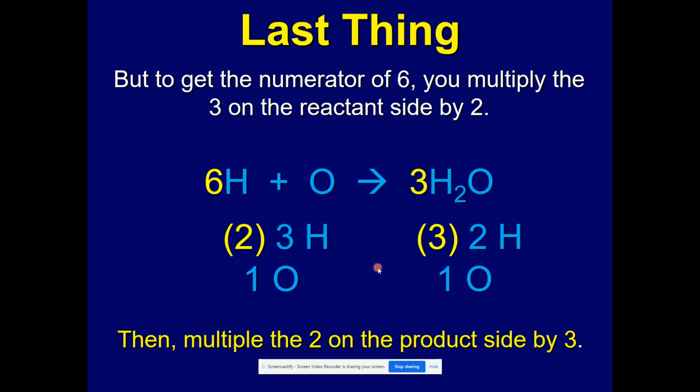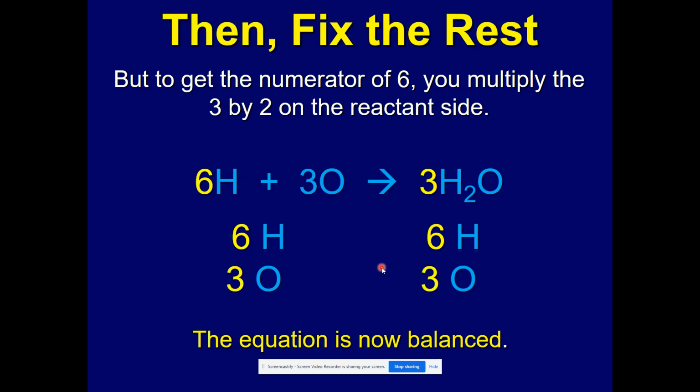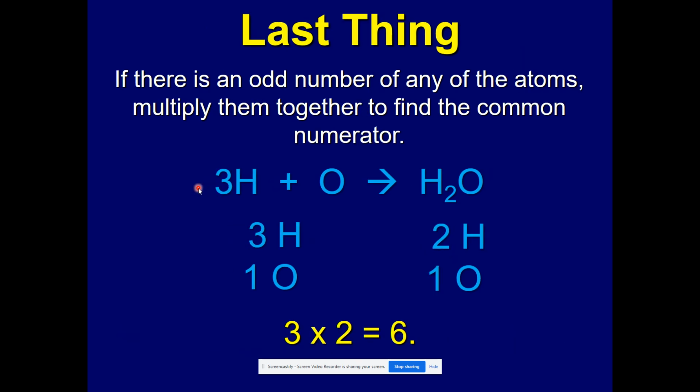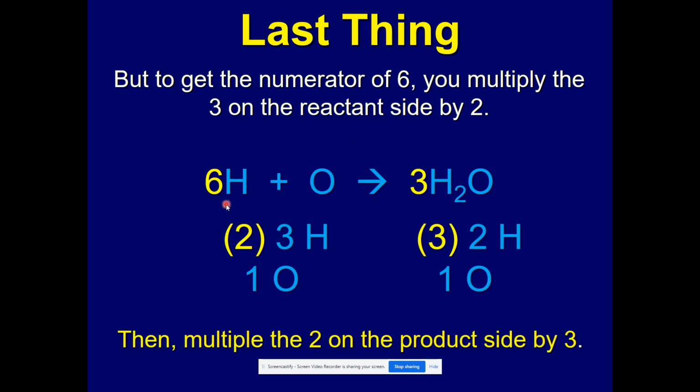As you get more practice on this, it really isn't that difficult if you follow those steps. Okay, so remember what the equation was. This was the initial equation. Okay, we changed that to 6, and we put a 3 here. So now our hydrogens are equal.